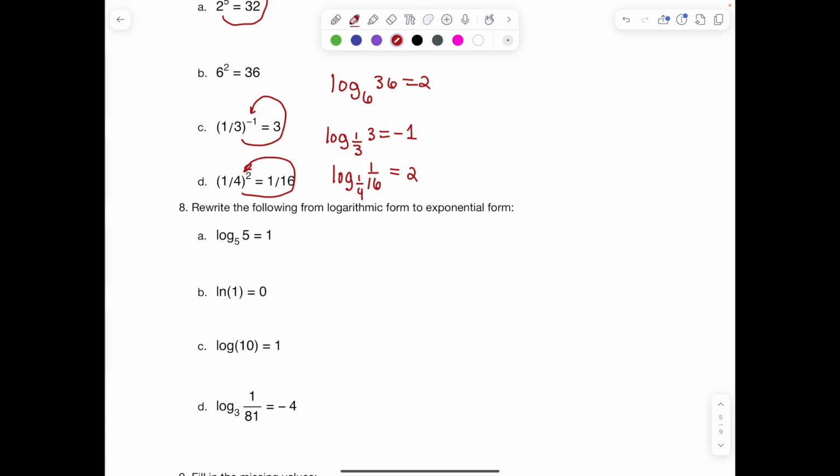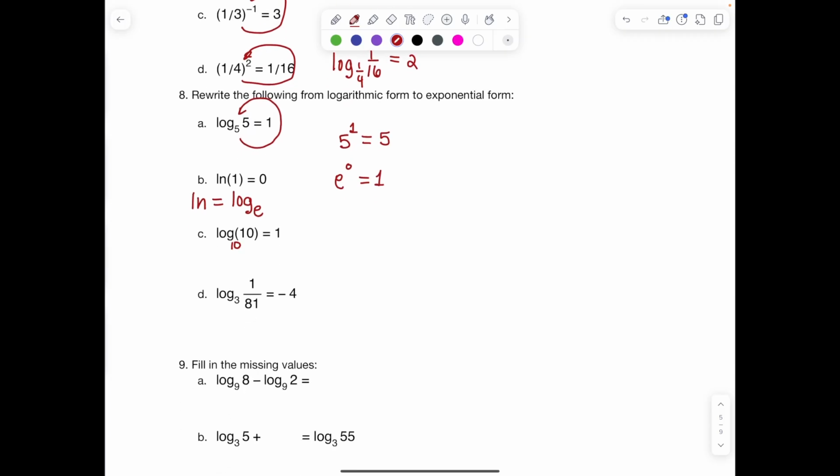Now we're interested in writing them from logs to exponentials. Again, we're going to use our swing around. So we get 5 to the first equals 5. This one doesn't have a base, but remember ln equals log base e. So that's e to the 0 power equals 1. Remember, log without anything there in the base is base 10, so that's 10 to the first equals 10. And again, we have 3 to the negative 4 equals 1/81.